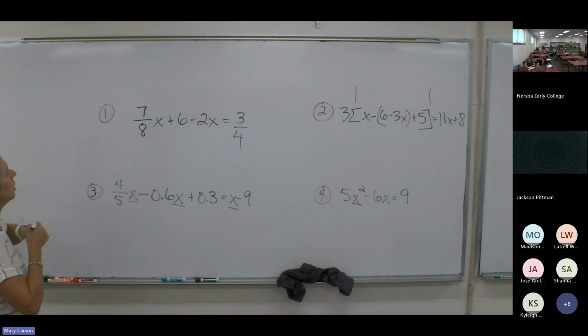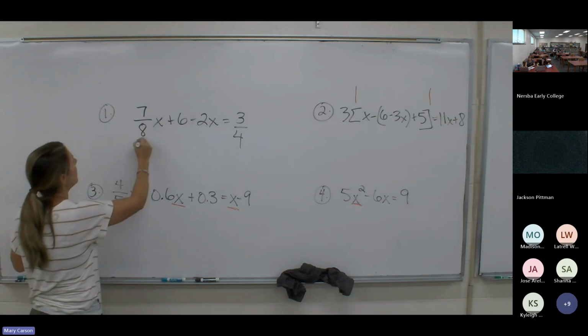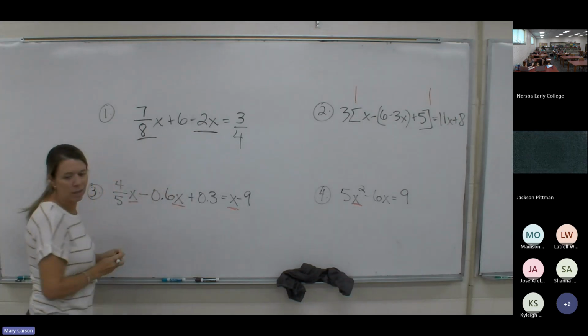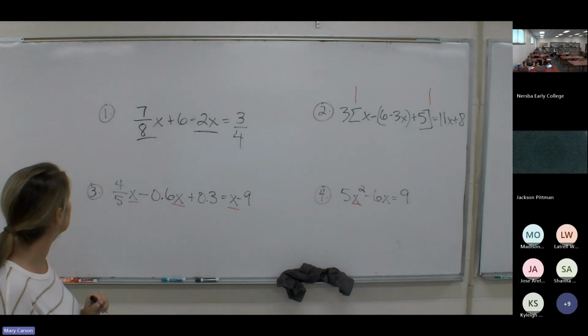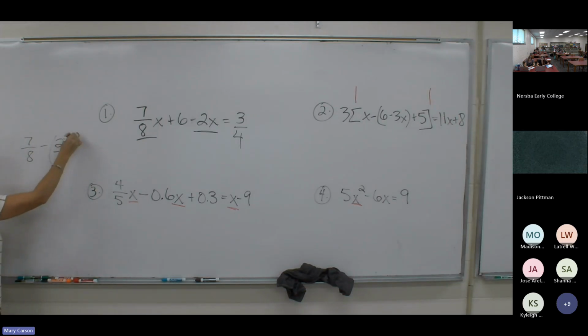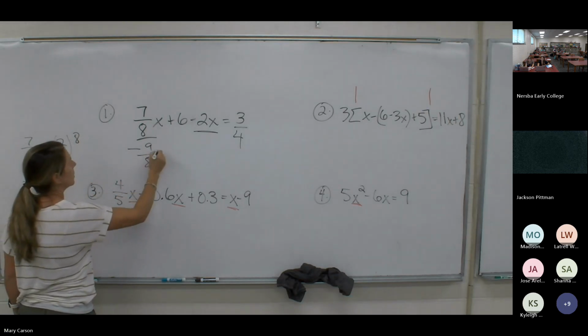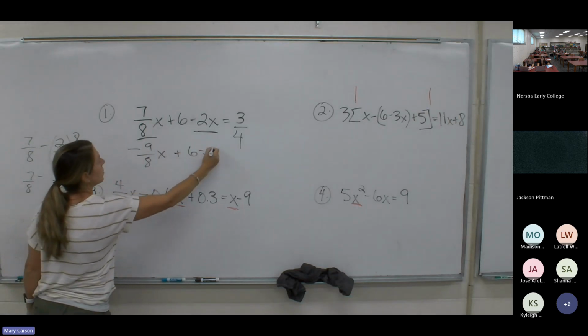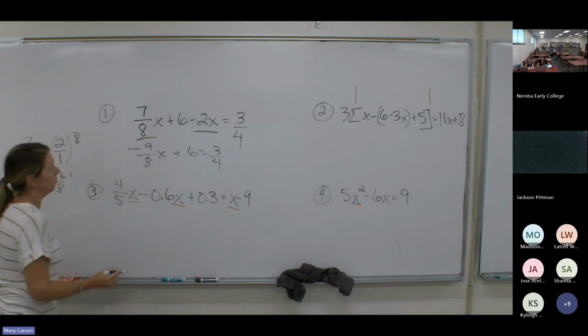All right, so let's get started. We have our like terms here. So let's look at that. How do we combine those? Let's see, 7/8 minus 2x. If you didn't have a calculator, how would we do that? That's 2 over 1. We get a common denominator. This will be 16 over 8. 7 minus 16, what would that be? Negative 9/8 x plus 6 equals 3 over 4.